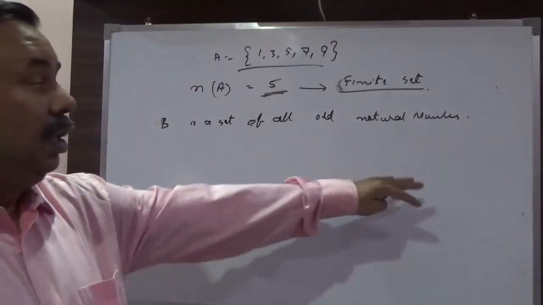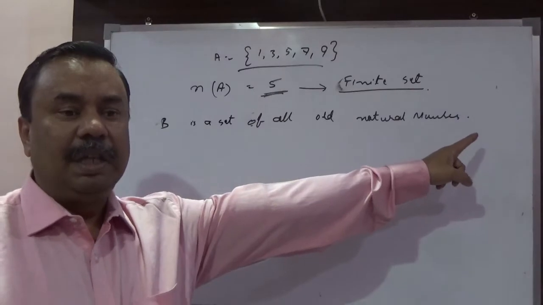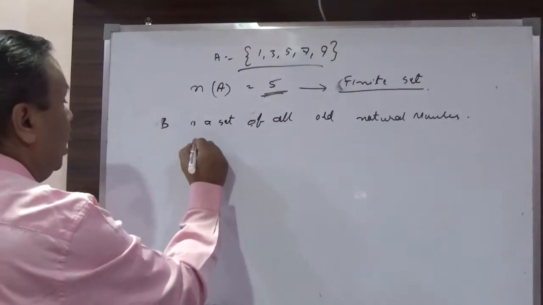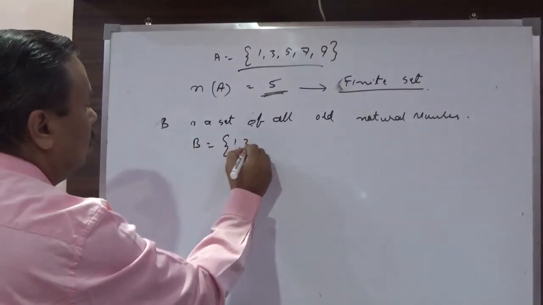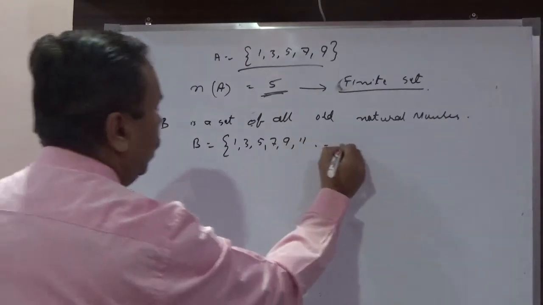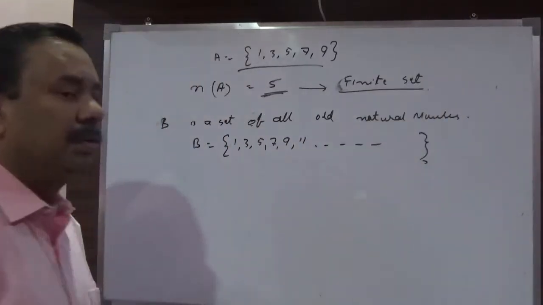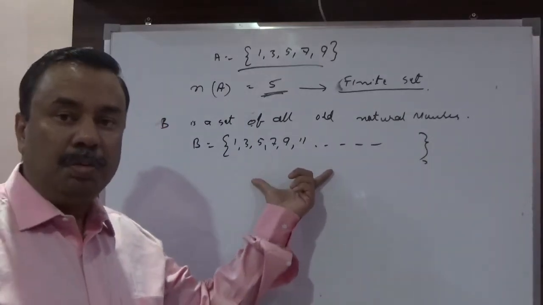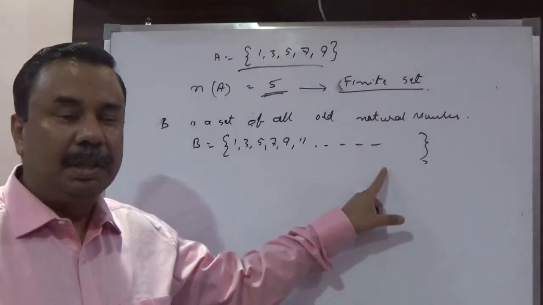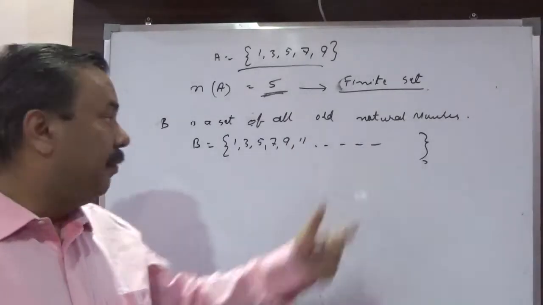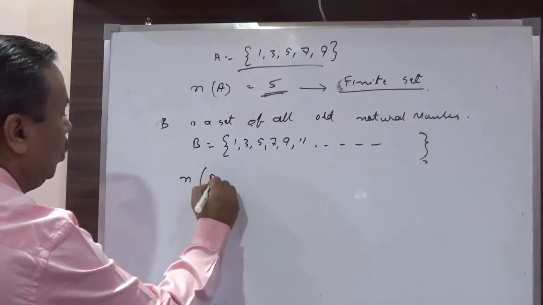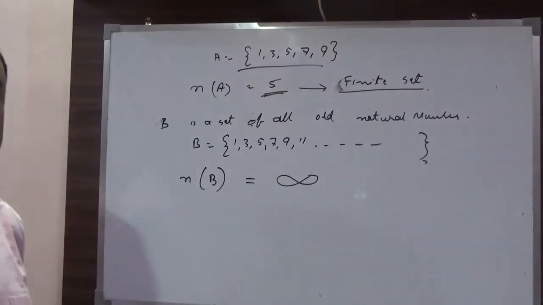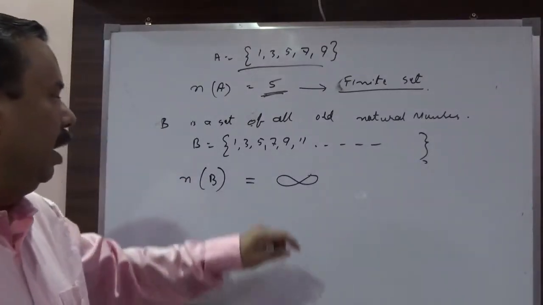See what I have deleted. The condition that it should be less than 10 I have deleted. Now what will be set B? 1, 3, 5, 7, 9, 11 and so on. It will keep on. So can you count the number? No. The number cannot be counted in this. So what is this called? If I find out what is n(B), anyone will easily say it will be infinity. Okay? It will be infinity.